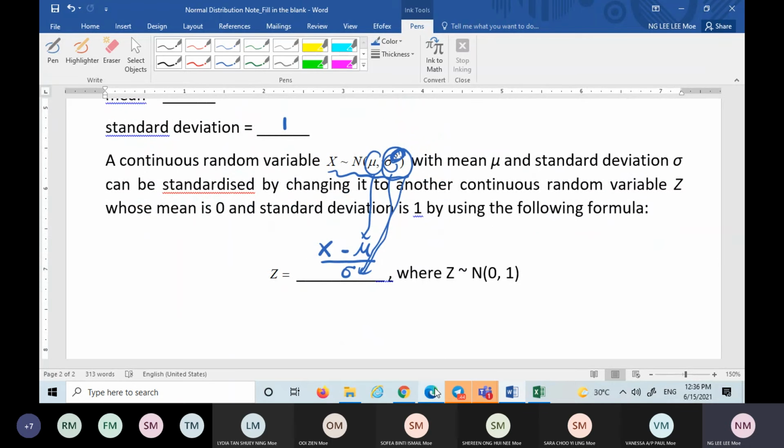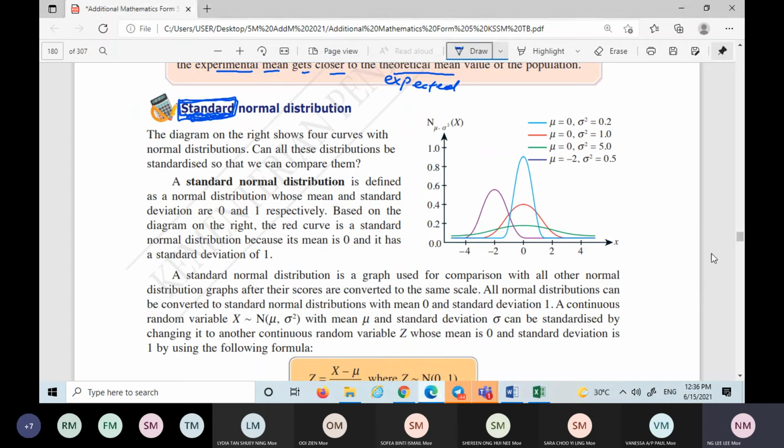Then we come back to the textbook a while. Now you look at these 1, 2, 3, 4. Which one is the standard normal distribution graph? This one, no? The mean is 0 and sigma is 1. Sigma square is 1, then sigma also is 1. So this red color one is the standard normal distribution graph. This part done.